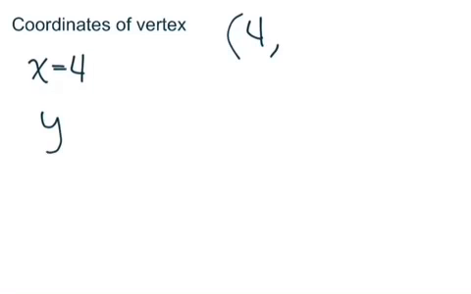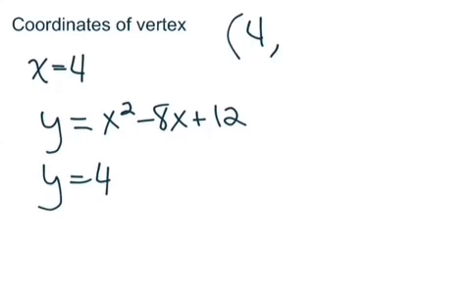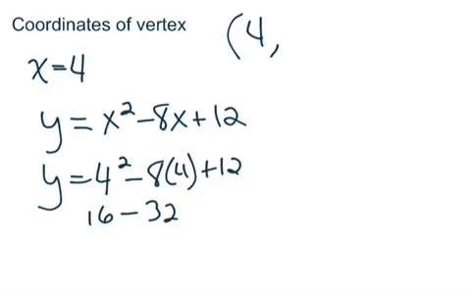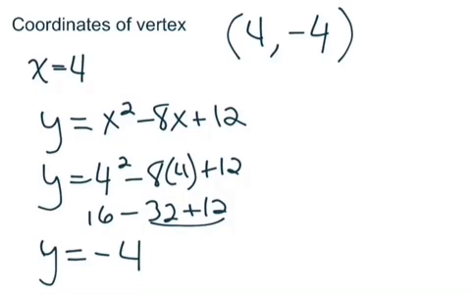So I go back to my function, y equals x squared minus 8x plus 12, and I just put in that value of 4 for x, and I find what it gives me for y. So y equals 4 squared minus 8 times 4 plus 12. I've got 16 minus 32 plus 12. That's going to combine to give me negative 20. 16 plus negative 20 is going to be negative 4. So I have a y value of negative 4. Those are the coordinates of my vertex.